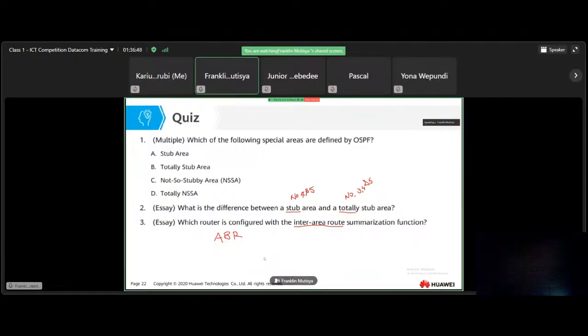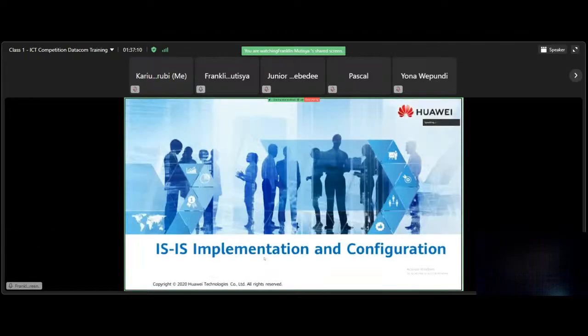So this brings us to the end of this topic. It was an interesting topic, that is OSPF basics. It's a lengthy topic. We'll discuss more in detail about this topic when we meet for the regional finals preparations. Now let's look at ISIS.